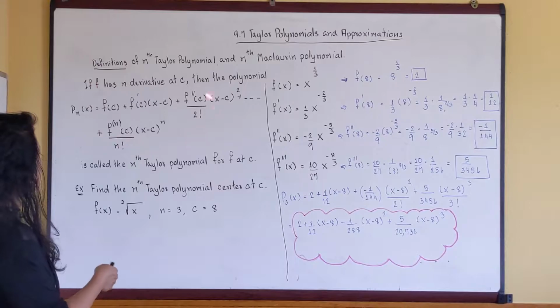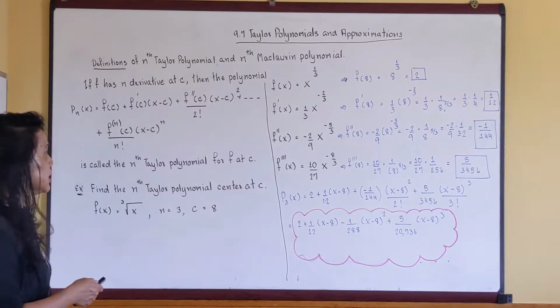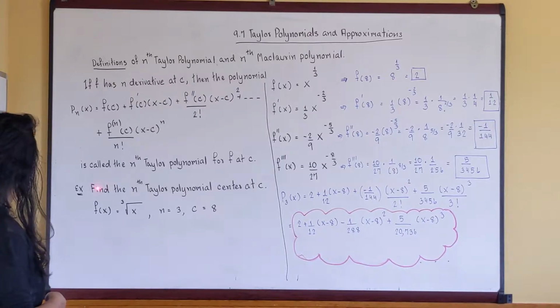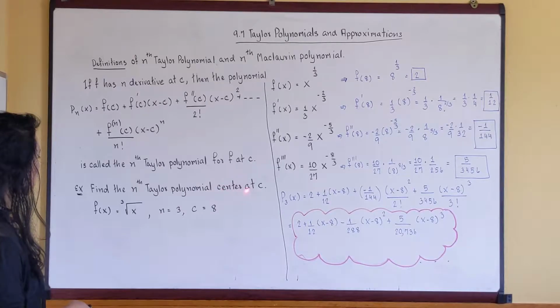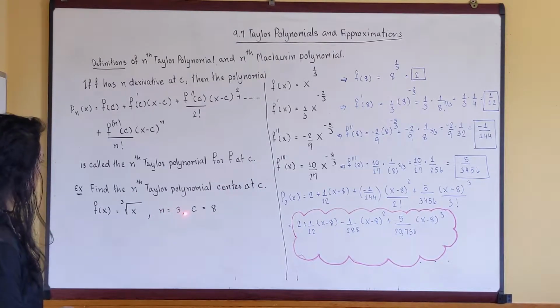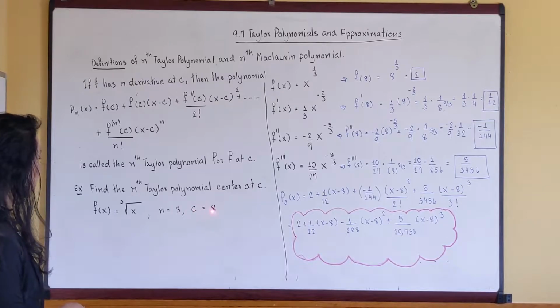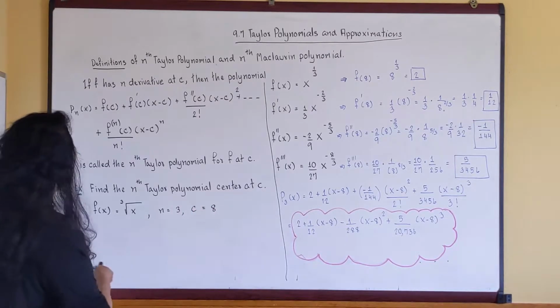Before I go to the theorem here, I'm just going to explain from an example, which will be easier. Let's say you want to find the nth Taylor polynomial centered at c, and this is your function. Your n is 3. When n is 3, it means you want to take the derivative 3 times, the third derivative. And c is 8. All right, so look at the formula.